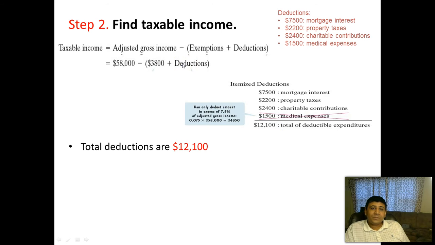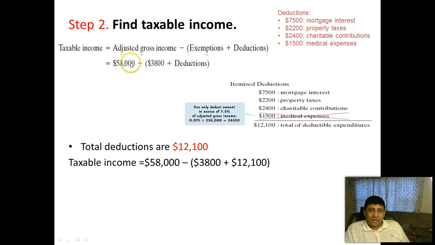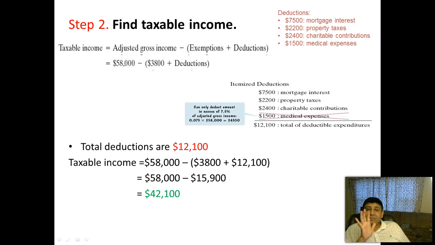And you again solve this whole equation. You have 58,000 minus personal exemption 3,800 plus this one here, and it comes out to be $42,100. This is her taxable income. We have to apply tax on this one here. But you need to keep in mind she also has a $500 tax credit, which we will take care of at the end.